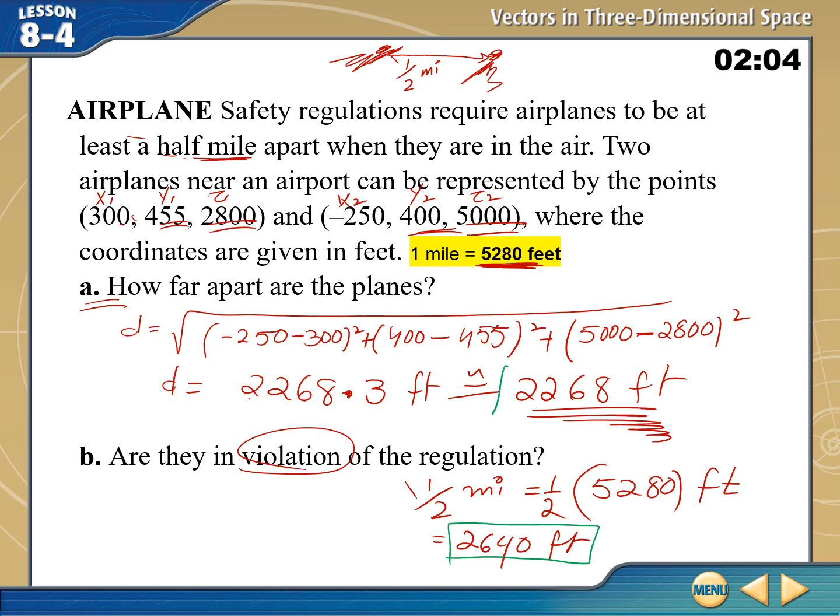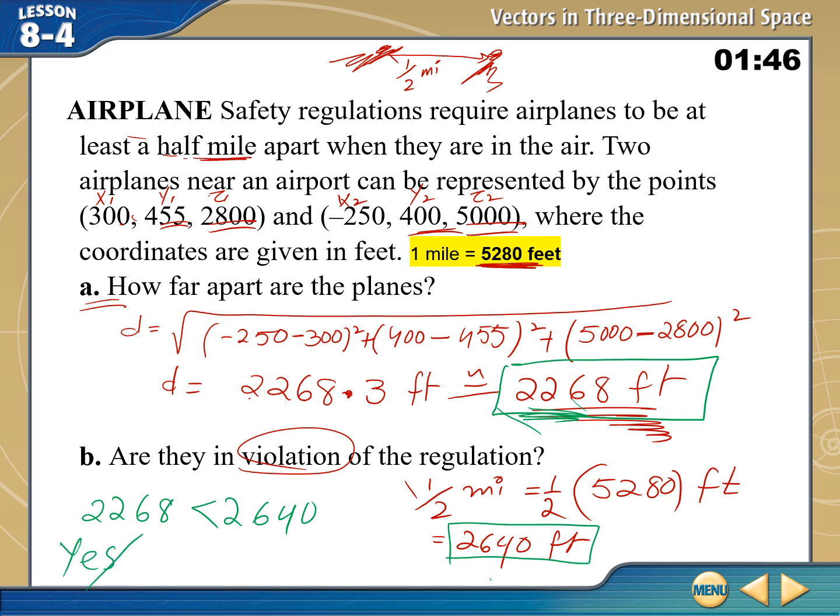Now look at the distance which the airplanes are maintaining. It is 2268, so they are below this distance, because 2268 is less than 2640. So yes, they are violating the rules and regulations, because they are not maintaining the distance.